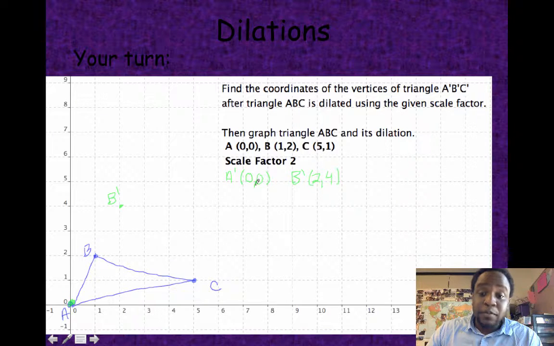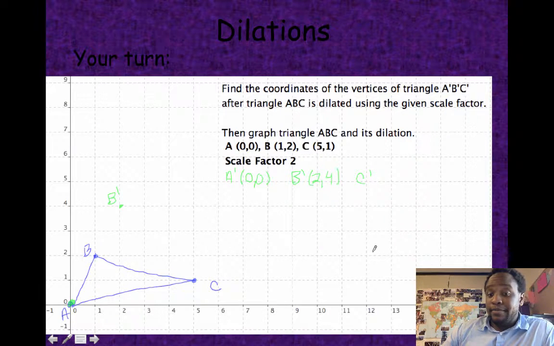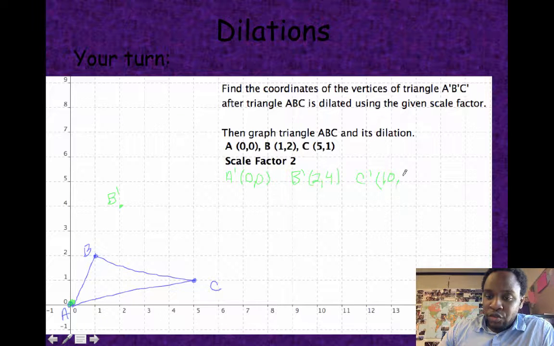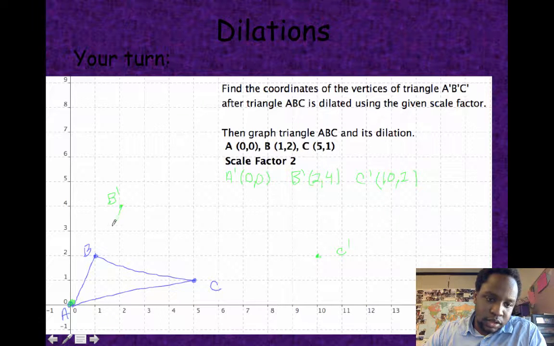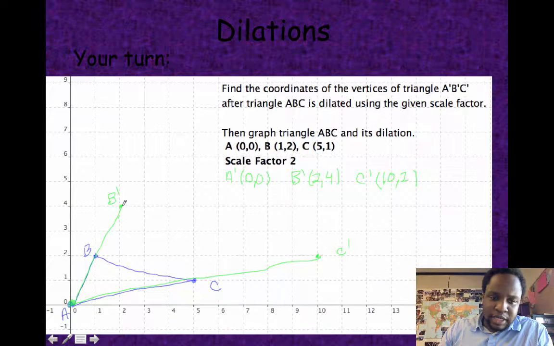B prime. And then C prime. First, find what the coordinate of C prime is going to be. All right, it is going to be (10, 2). So (10, 2), C prime. So those are the coordinates, and this would be the triangle, the green one. Come on, work with me. That was the best I could do, okay?